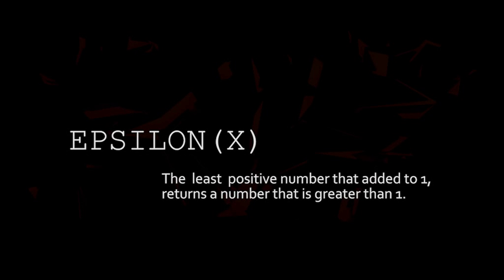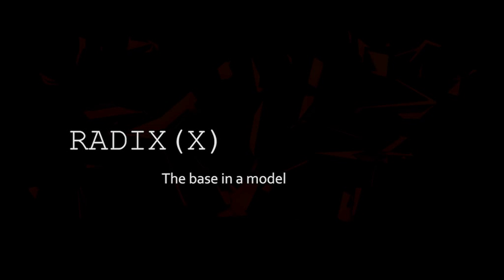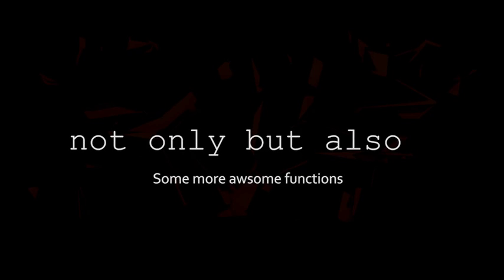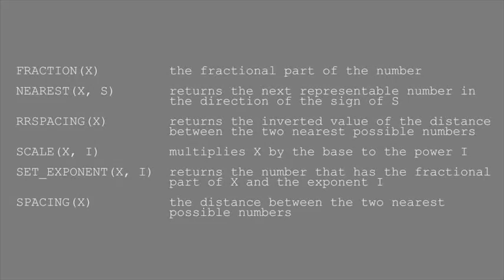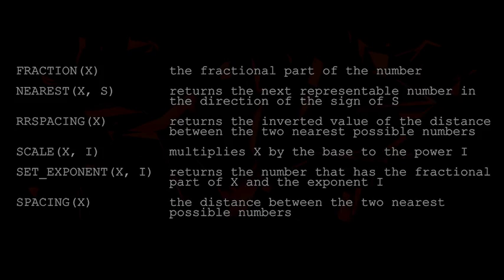Epsilon, the least positive number that added to 1 returns a number greater than 1. Huge, the largest positive number. Max exponent, the largest exponent. Min exponent, the smallest exponent. Precision, the decimal precision. Radix, the base in the model. Tiny, the smallest positive number. Also, some other functions like fraction, nearest, RRSpacing, scale, set exponent, and spacing.